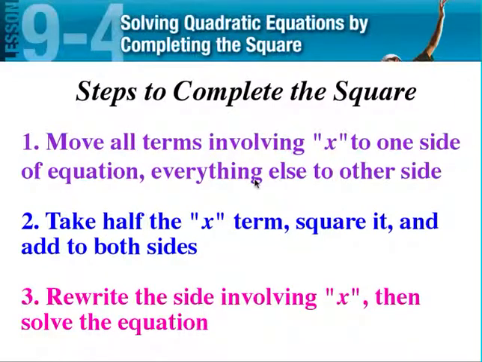Okay, here are the steps to completing the square. The first step, you move all terms involving x to one side of the equation, everything else to the other side. Okay, there's also another thing that we need to do here. The coefficient of x squared needs to be 1.